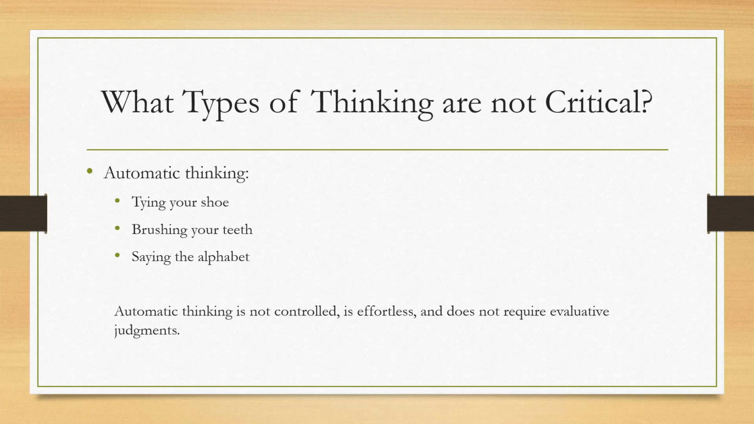evaluative judgments. Meaning that, for example, tying your shoe, brushing your teeth, saying the alphabet are all examples of automatic thinking. You do all of these just because you do them. They just happen. You don't give much thought to tying your shoe. You don't give much thought to brushing your teeth. And you don't give much thought to saying the alphabet.